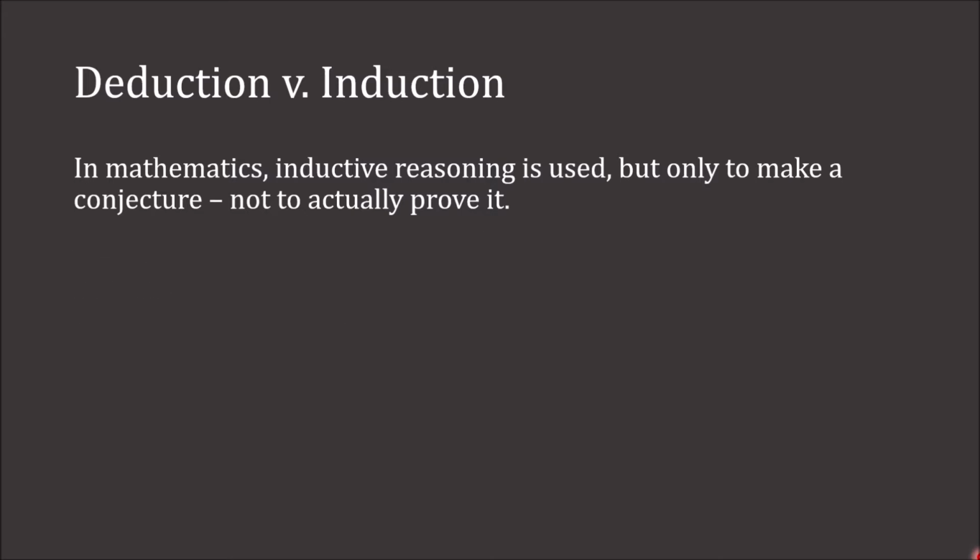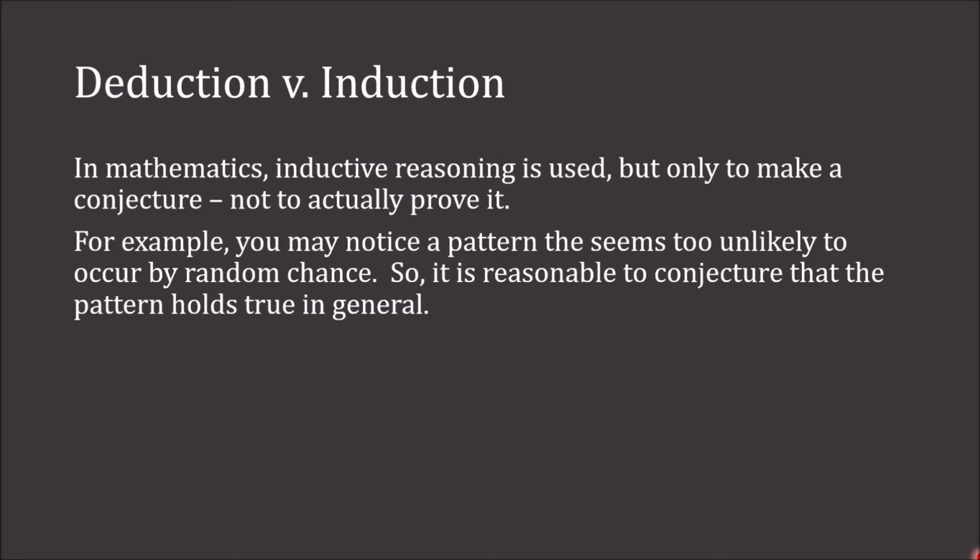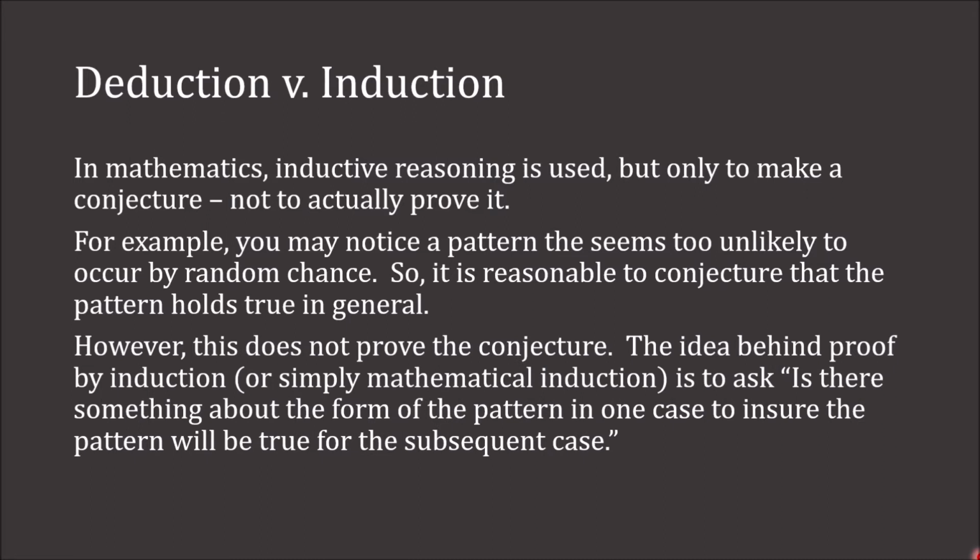For example, you may notice a pattern that seems too unlikely to occur by random chance. So it is reasonable to conjecture that the pattern holds true in general. However, this is not an actual proof of the conjecture. The idea behind the proof by induction, or simply known as mathematical induction, is to ask, is there something about the form of the pattern in one case to ensure the pattern will be true for the subsequent case?